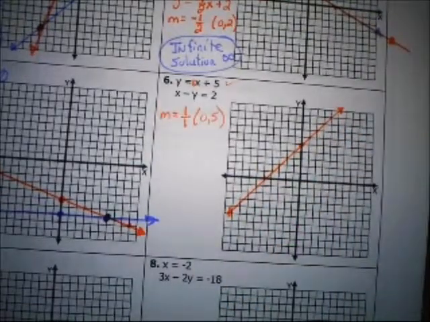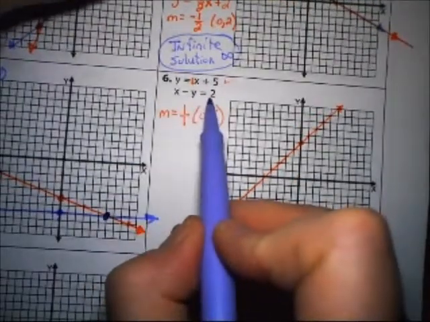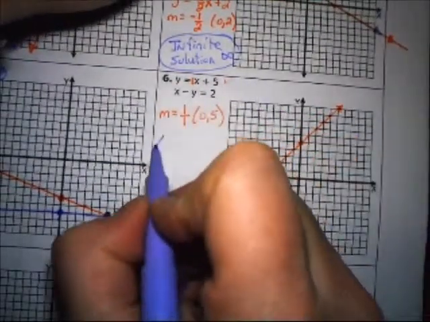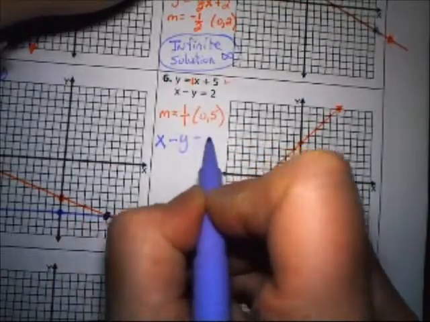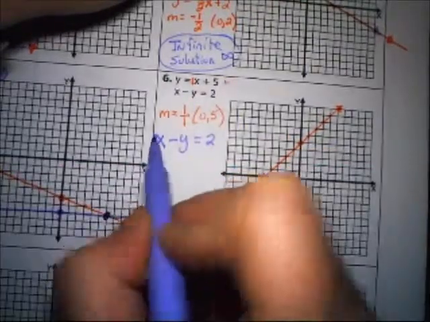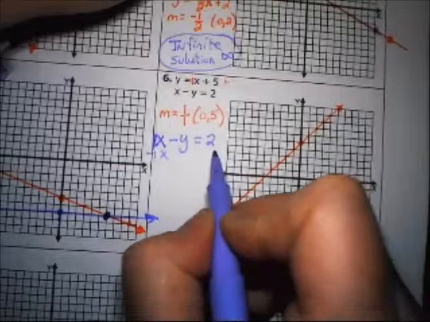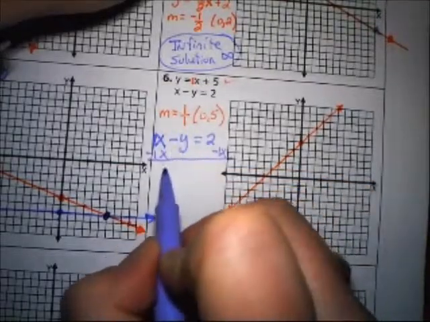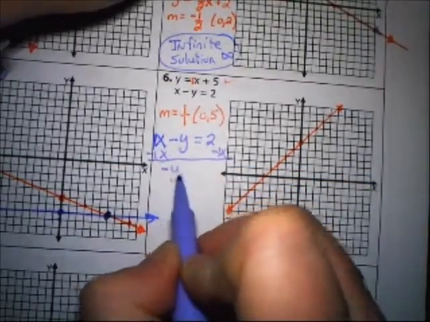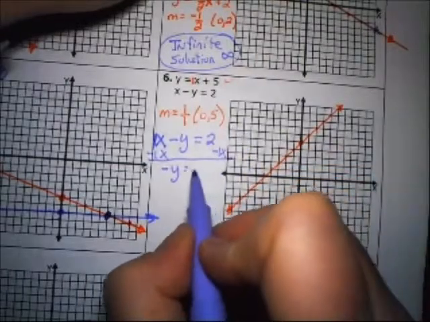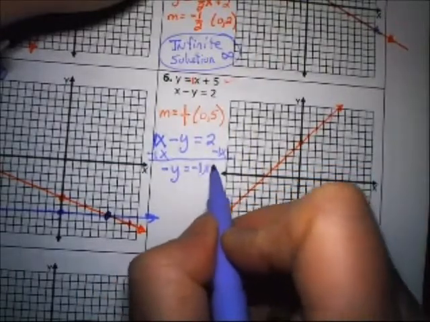Okay. The second equation is not written in the correct form, so I'm going to rewrite it here. I'm going to put a 1 in front of that x and subtract it and move it to the other side. So I have actually a negative y drops down. I have a negative 1x plus 2.